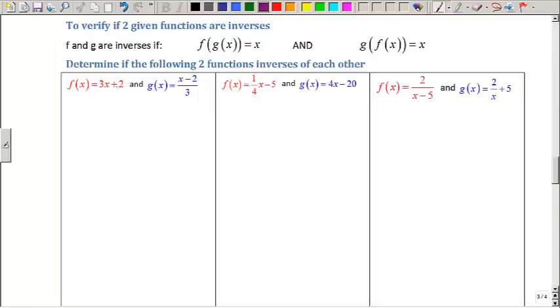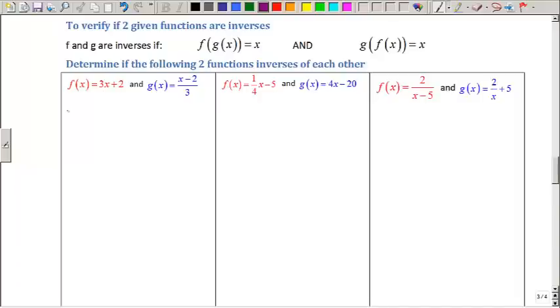Notice we're given two functions. A little bit later, I'll only give you one function and I'll ask you to get the second function. A lot of students confuse these two processes. So make sure that when you're given two functions, you follow the definition of a function, which is f of g of x has to be equal to x and g of f of x has to be equal to x. So I'm trying to determine if the following two functions are inverses of each other.